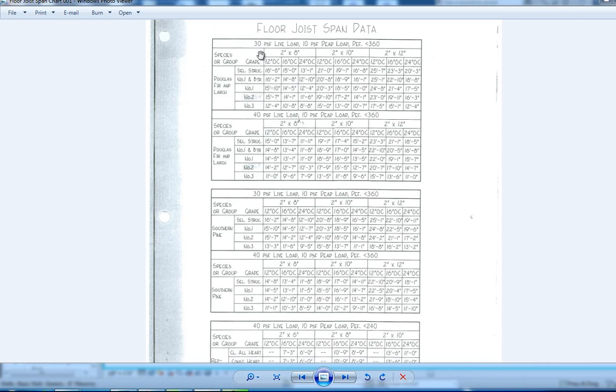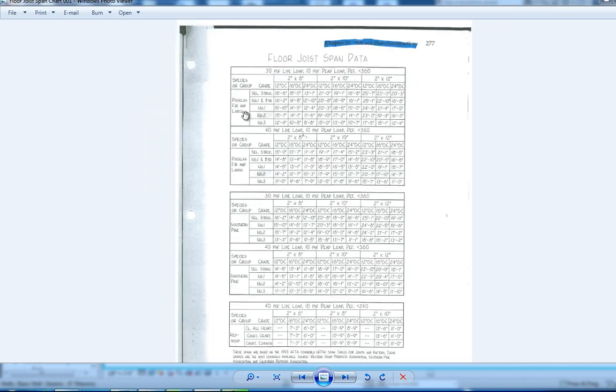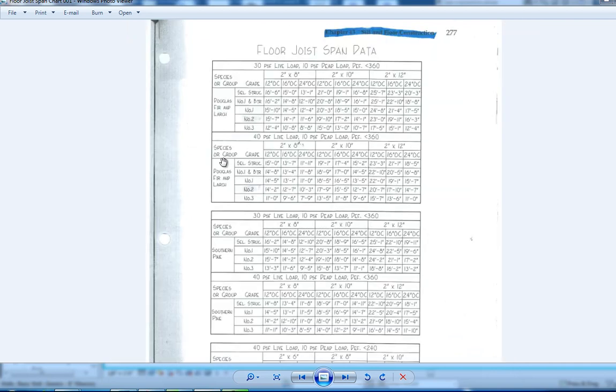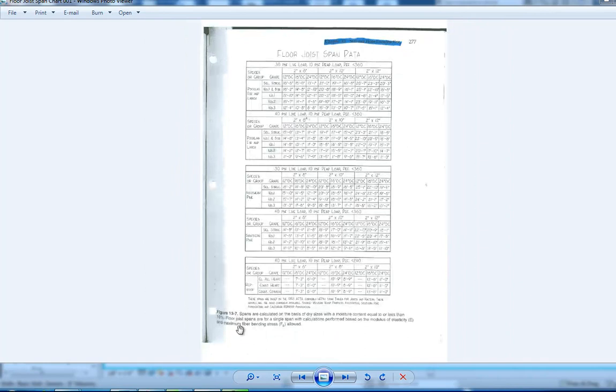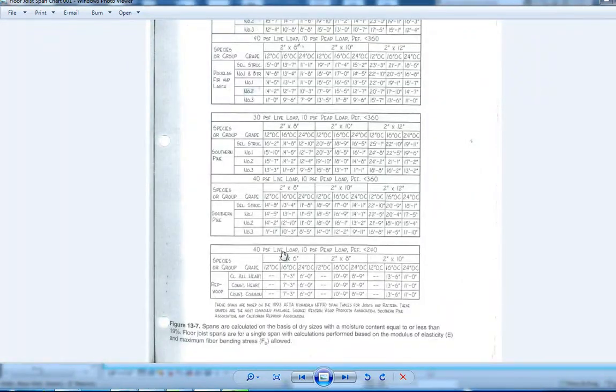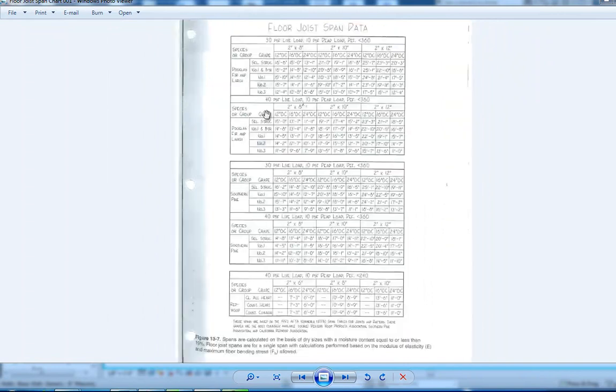Our little house I've got here, and like the one you're getting ready to do, is 30 pounds per square foot, 10 pounds per square foot dead load. Now, the second thing we need to figure out is what species of wood. We have Douglas fir and larch, you have southern pine, and then down here at the bottom you have redwood. So really that's not even in question around this part of the country. It's one of these two areas right here.